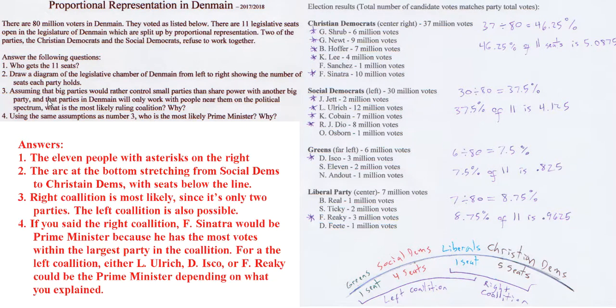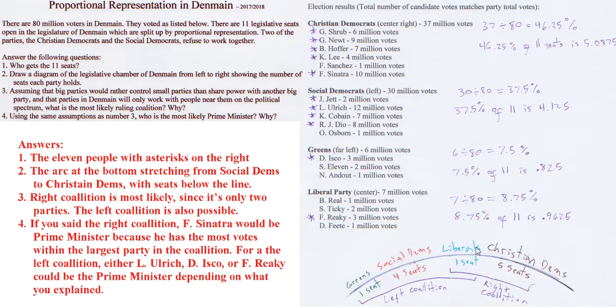Question 3 is trickier. Assuming that big parties would rather control small parties than share power with another big party, and that the parties of Denmain will only work with people near them on the political spectrum, what's the most likely ruling coalition? So in order to win an 11-seat legislative vote, you would need 6 votes, because that's 1 more than half, and so you'd win the election for a prime minister or for a law or anything. And obviously the Christian Democrats with 5 need some help. They're the biggest party, and they only need to pick up one additional seat.